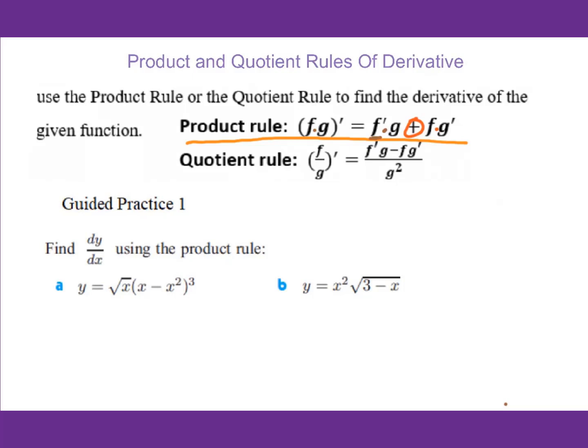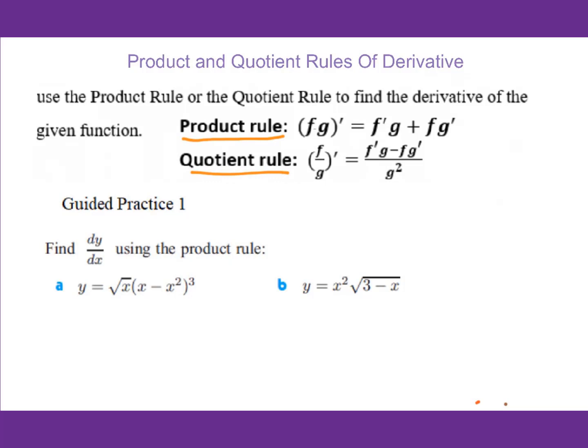For the quotient rule, you will make the denominator squared first. Then do the derivative of the numerator times the function of the denominator. This is minus here, minus the numerator function times the derivative of the denominator function. Try to remember the pattern of the product rule and the quotient rule.